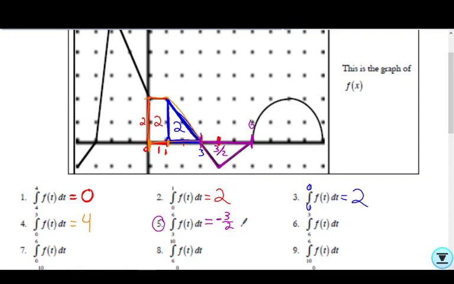Okay, so area above the x-axis is positive, where the area underneath is negative. But look at number 6. Number 6 says, what is the area from 6 to 3? So basically it's the same area from 3 to 6, but we've now reversed our limits, which means this is the same thing as 3 to 6, but negative f of t dt, which means that this is, in fact, positive 3/2.